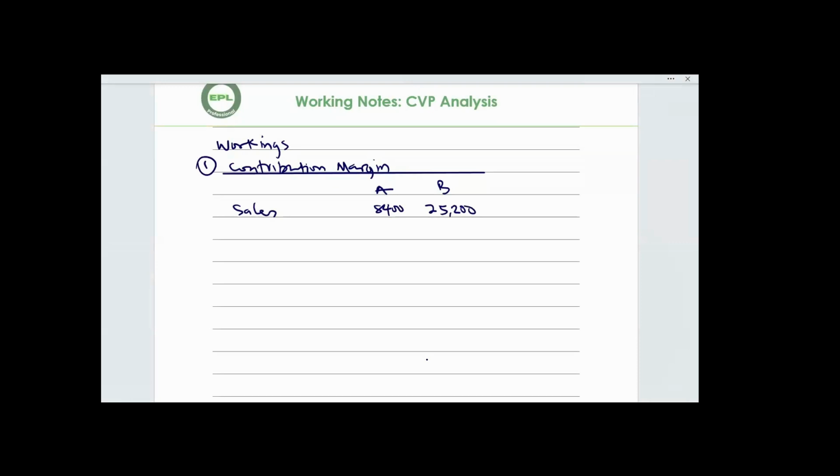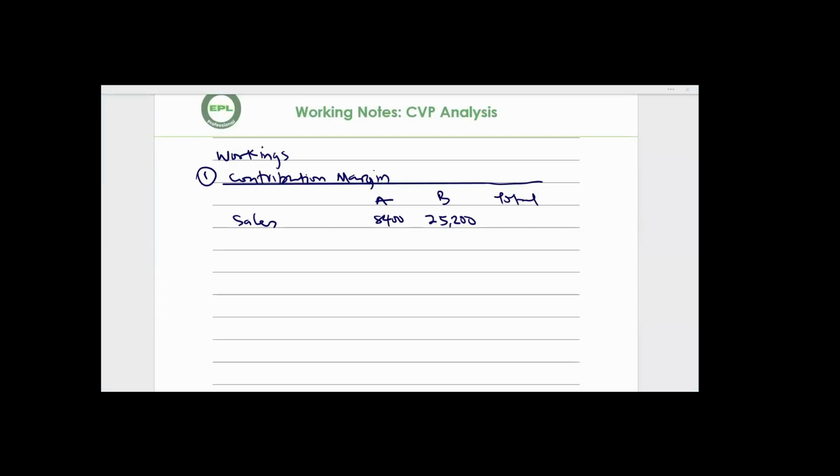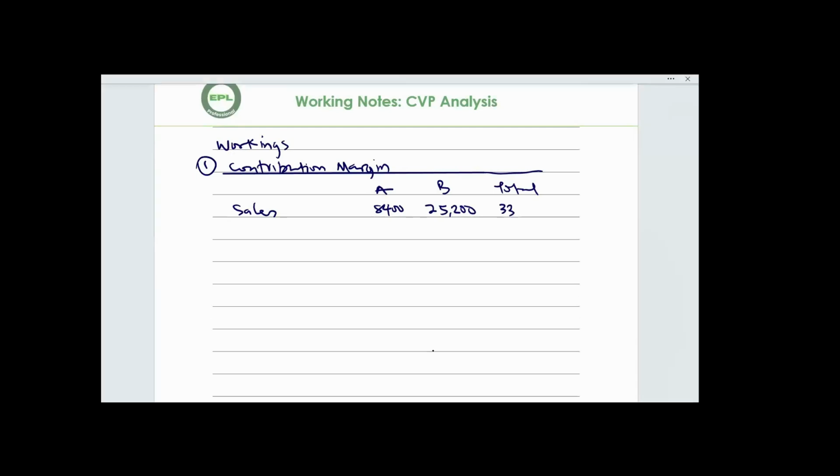Okay. Then let me do total. Let me introduce a column for total, just in case. When you add the 2 together, that will give us 33,600. Figures are in thousands. Then the less variable cost.